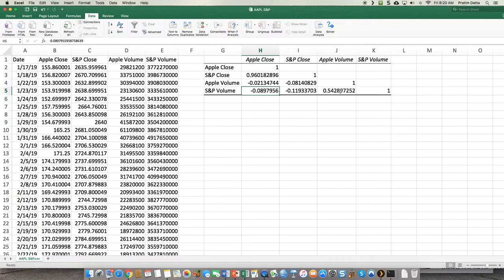On the other hand, of course, S&P volume to Apple volume, so if there's a lot of trading going on in S&P, it's also likely that a lot of trading is going to go on for the Apple stock, which shows that there is somewhat of a correlation, not as strong as the S&P price and Apple price, but S&P volume and Apple volume has about a 0.5429 relationship, which means that anytime S&P volume goes up by 1, Apple's volume is about half of that.